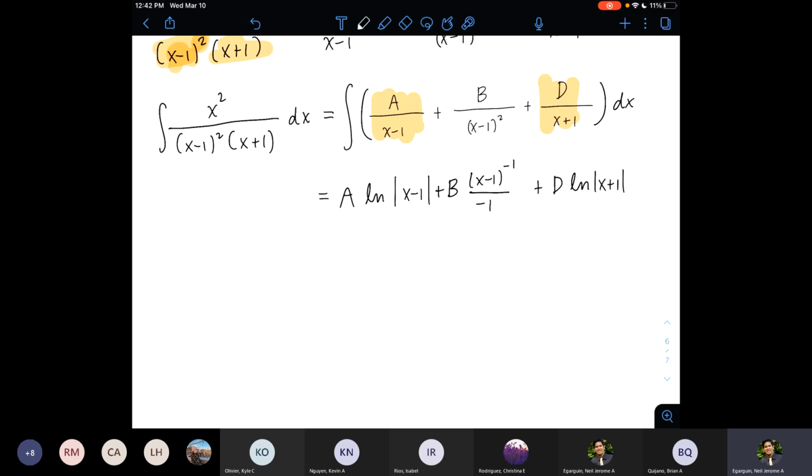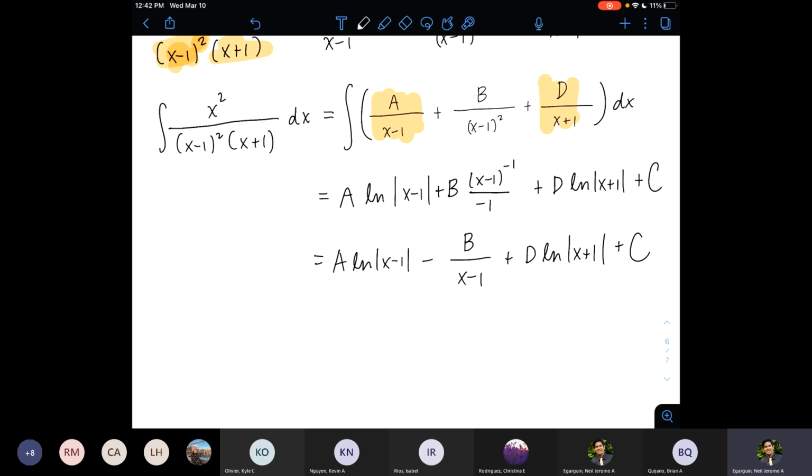Okay, so let me just rewrite the answer here. It's going to be a ln of x minus 1 minus b over x minus 1 plus d ln of x plus 1. Oops, I forgot the plus c. That's a minus 1 deduction if it was an exam, so better put those c's in there. Now what's left to be determined are the exact values of a, b, and d.